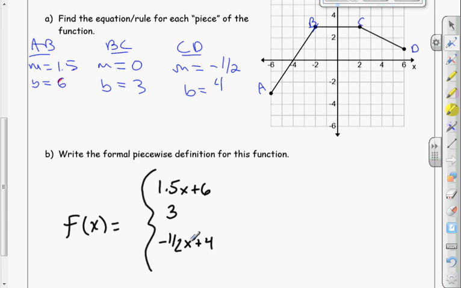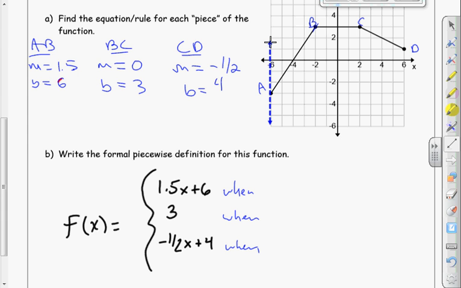Now each of these rules applies for different values of x on this graph. So we will need to specify when the rules apply. So next to each rule, I'm going to write the word when. And to the right of that, we're going to define the values of x for which the rule applies. So let's start with AB. So I look on the graph.